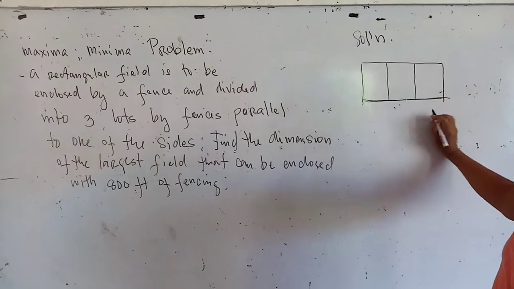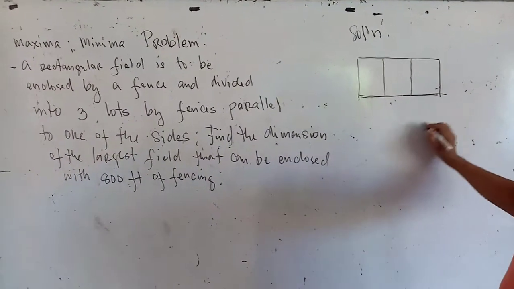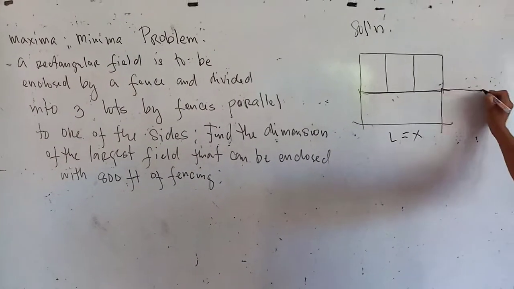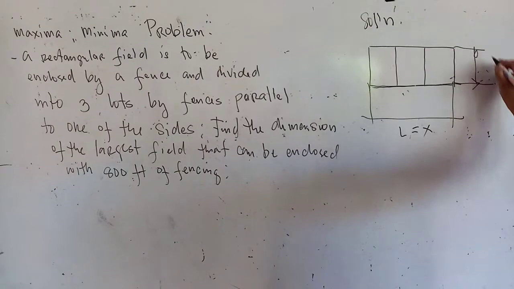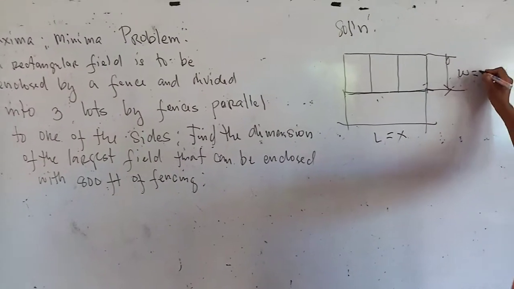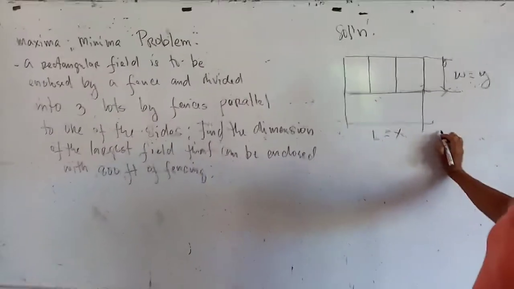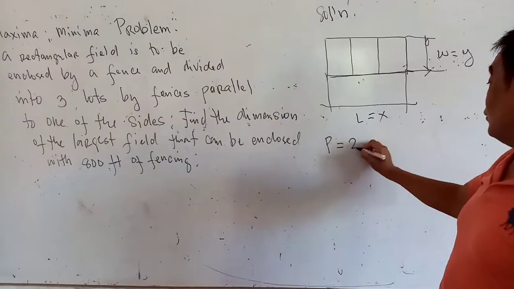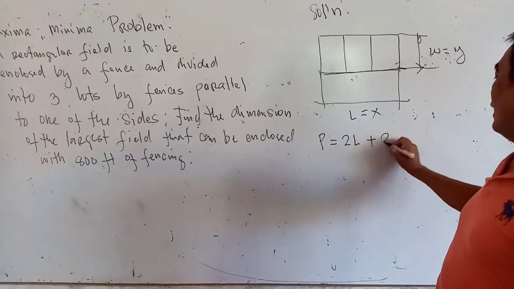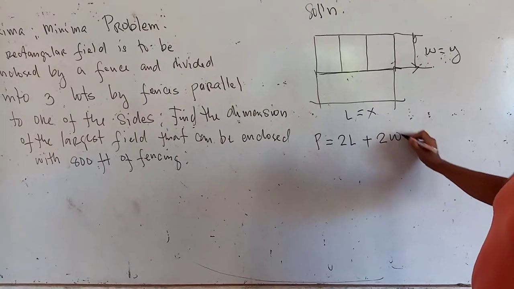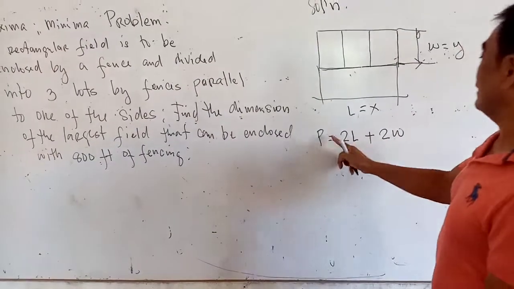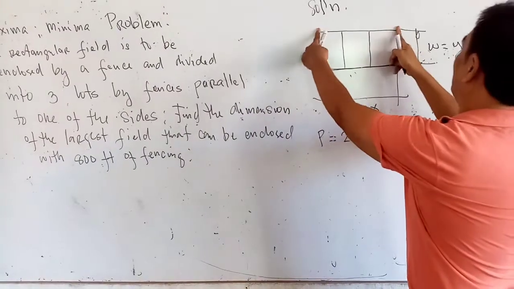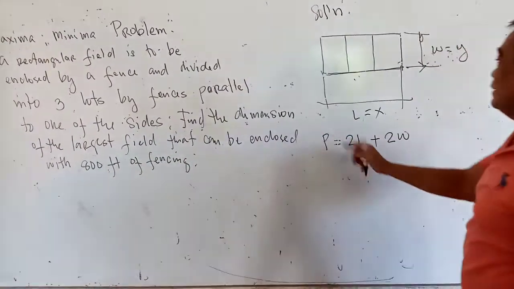Okay. So, we let the length be equal to x, and we let the width be equal to y. So the perimeter of the rectangle is equal to twice the length plus twice the width. Meaning, when we find the perimeter, that is the dimension of your length plus width, that would be the perimeter, isn't it?